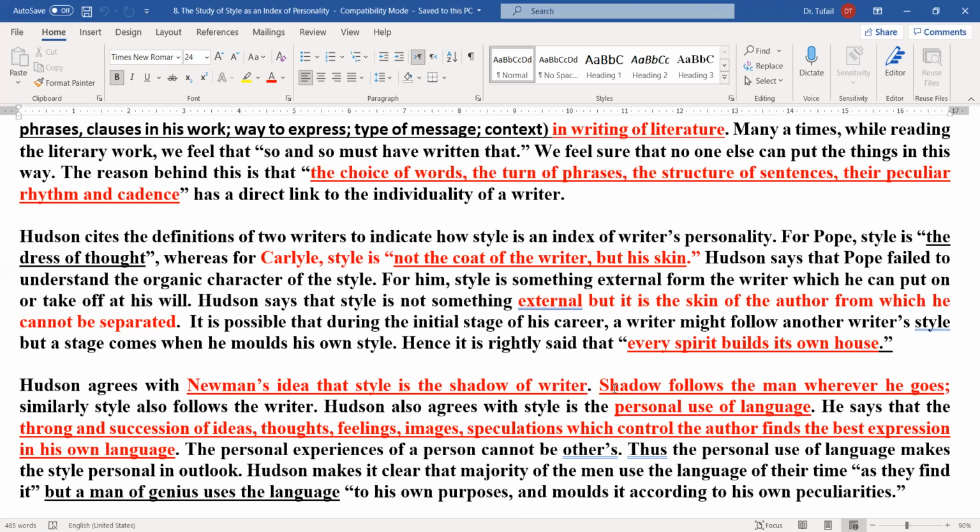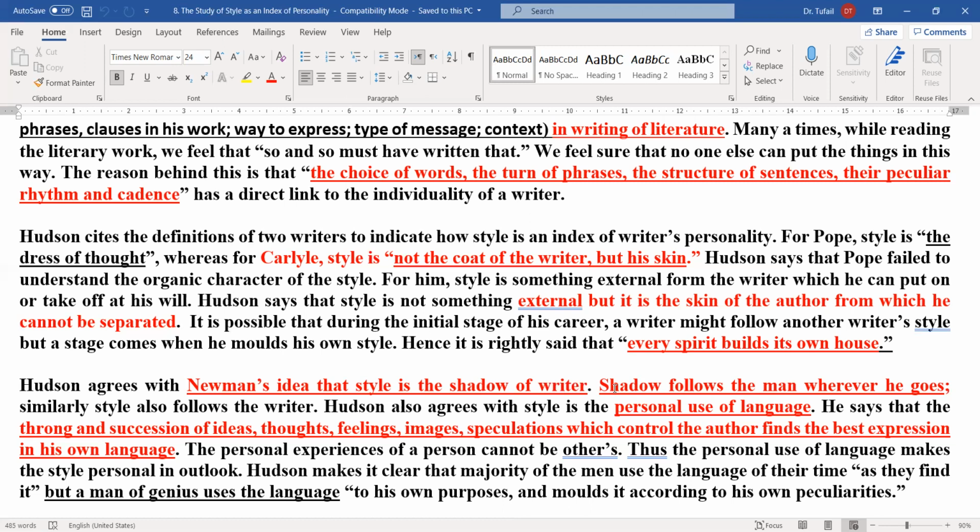Hudson also agrees that style is the personal use of language. Yes, exactly. When a writer is writing poetry, a novel, fiction, or drama, any piece of literary work, he is using language. And the way he chooses and uses his or her language, that is the quality of his style. He says that the strong succession of ideas, thoughts, feelings, images, speculations, which control the author, find the best expression in his own language. So the personal experiences of a person cannot be others'. Thus, the personal use of language makes the style personal in outlook. Okay, so that is where individuality comes in.